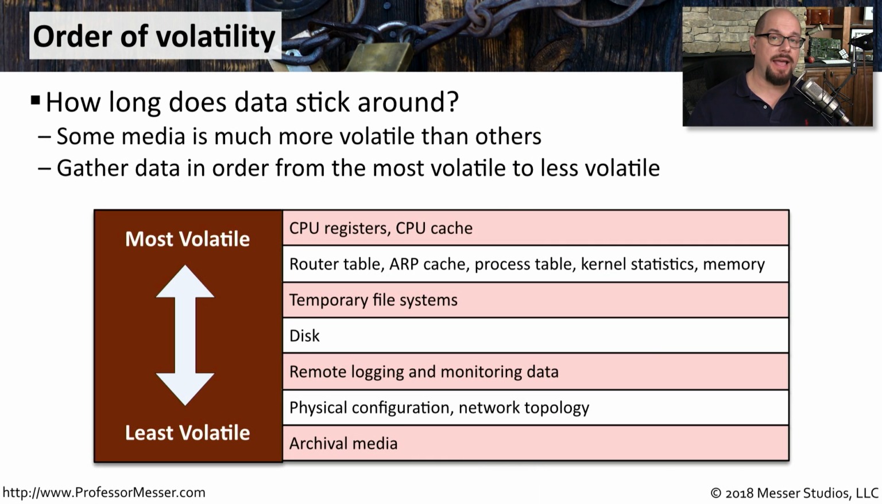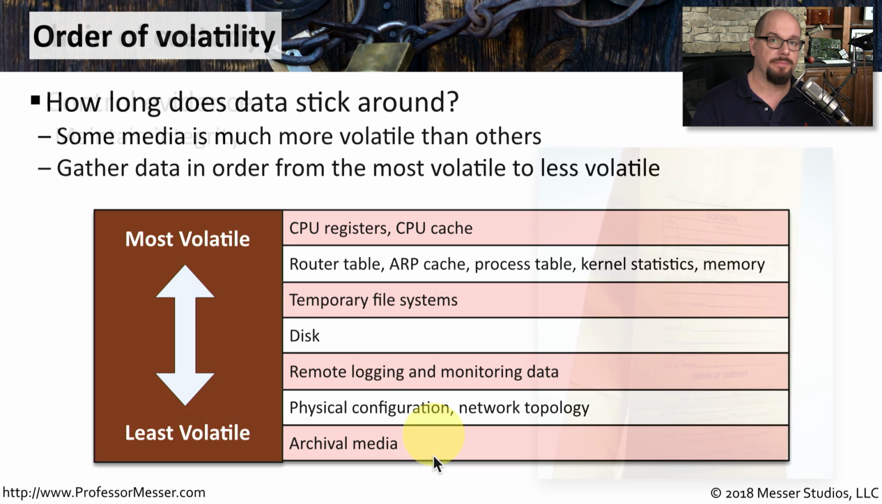Not all data has the same volatility. Some data will stick around for longer time periods than others. This table shows the order of volatility, where the most volatile data is the data that's inside of a CPU register or CPU cache. As we get less volatile, you can find temporary file systems or even files that are stored on disk. And some of the least volatile data you'll find is archival media, which is usually kept around for years.